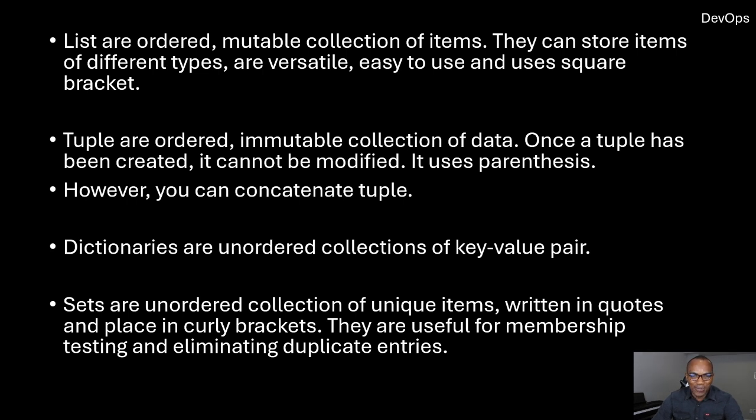Each element in a list has an index value. You can work with it individually. So they are ordered and they are mutable collections of items. Mutable means that even after it has been created, it can still be modified. So they can store items of different types, including Boolean, including null, and we use square brackets for a list.